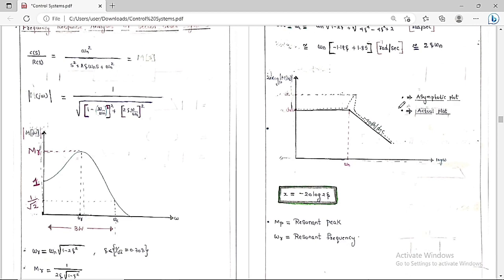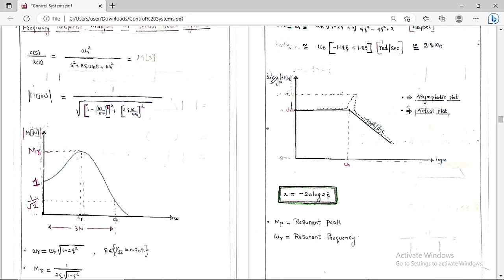Suppose you are going to draw the Bode plot of this one, the magnitude Bode plot, then what are you going to get? Like this you are going to get.